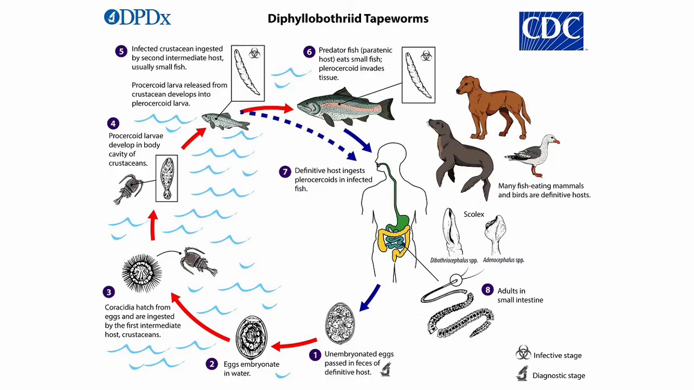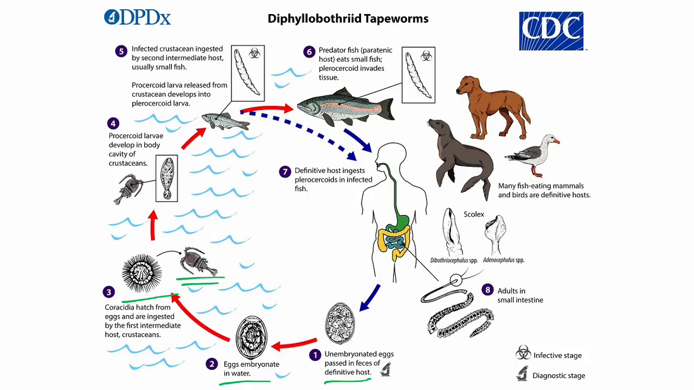So the life cycle of Diphyllobothrium latum starts off when unembryonated eggs are passed in feces by the infected definitive host, such as humans and fish-eating animals. So these eggs will embryonate in water to release the motile embryo called the coracidia. So the coracidia will then be ingested by our first intermediate host, such as cyclops and copepods.